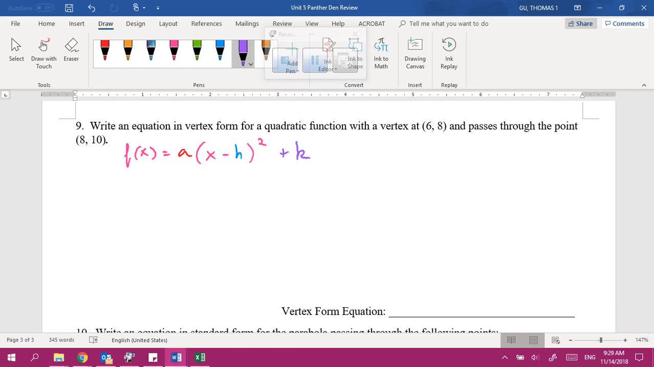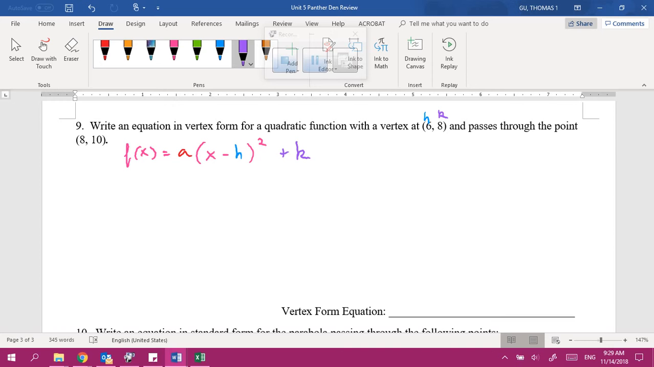What is h? 6 and 8. What's k? Spoiler alert, k. Yeah, and it passes through the point 8, 10. Okay, so we already know h, we already know k. What are we looking for then? Not x and y, because we already know those two. What do we not know in this equation? A. We don't know a. So your goal is to find that a. Then you can write your equation, right?